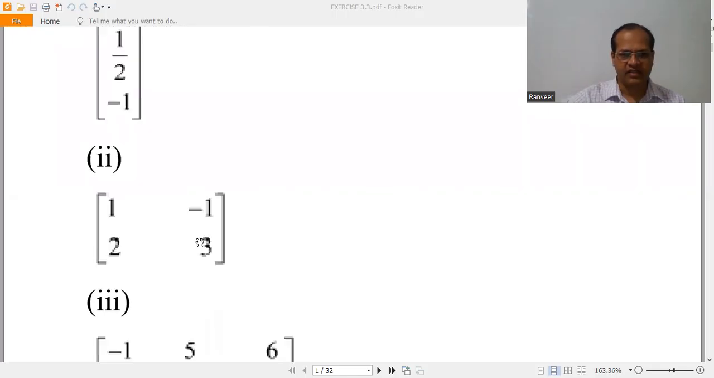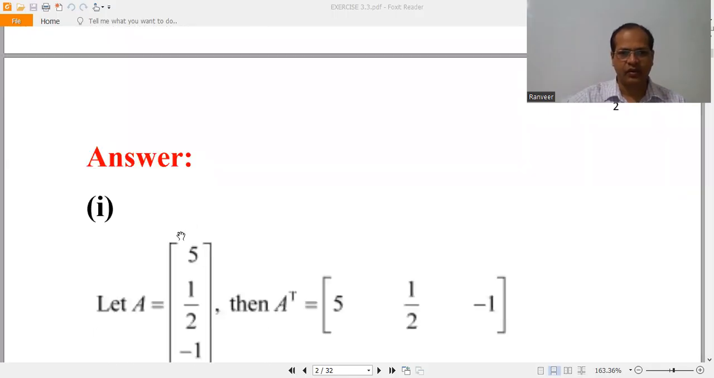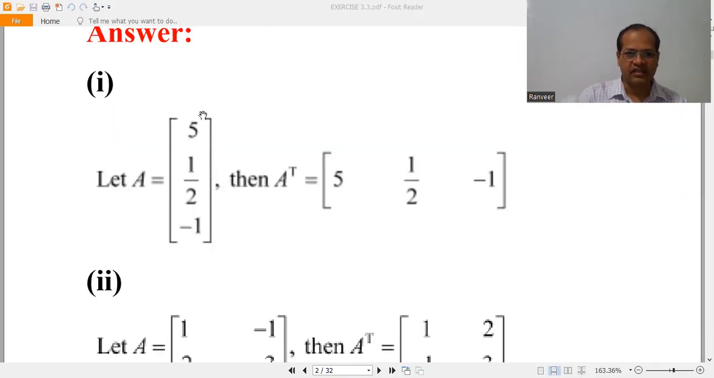Same way for the second. So you can check, this is the representation. Suppose A is the matrix. So A transpose we can write here as 5, 1 by 2, minus 1.